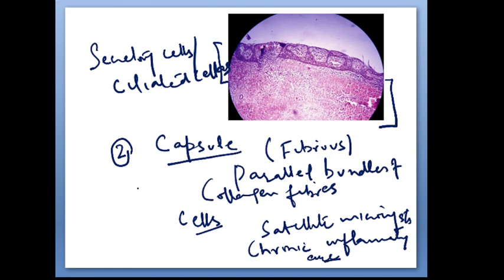Sometimes acute inflammatory cells are seen, particularly when the epithelium is proliferating.